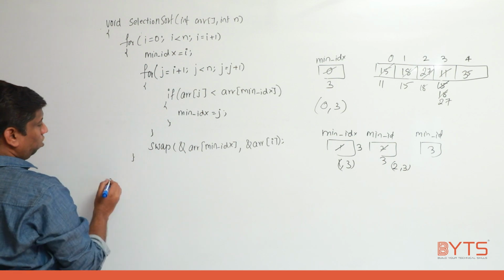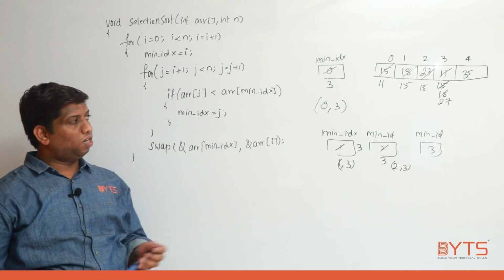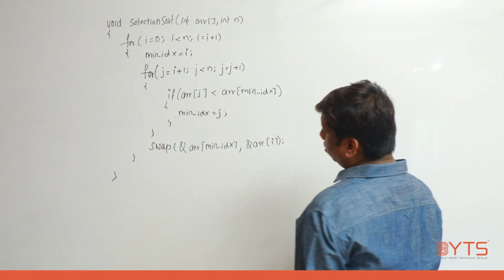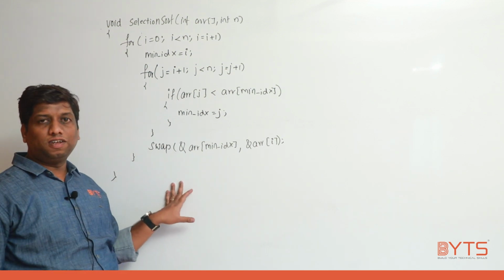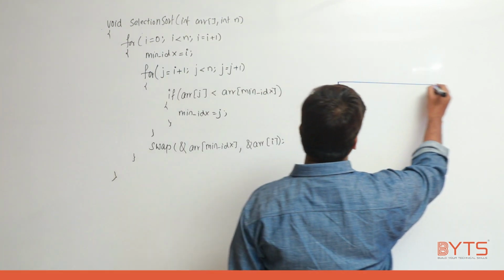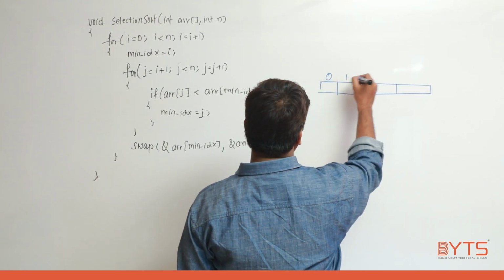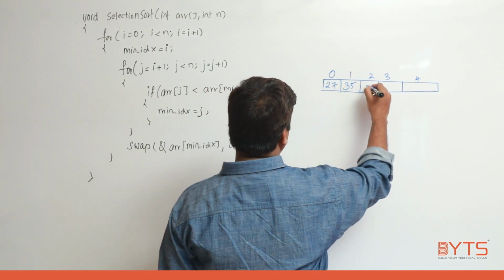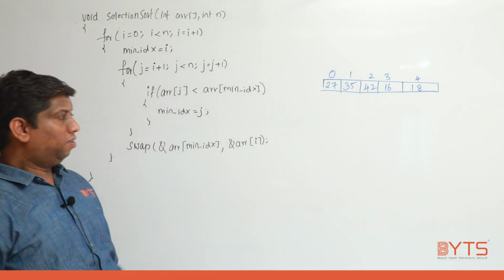Now, this is the algorithm. I will take one example and try to trace this algorithm. Anyway, by seeing this you are able to estimate the time complexity also, right? See here, the array is this way: indices 0, 1, 2, 3, 4, with values 27, 35, 42, 16, 18. This is the array we have.